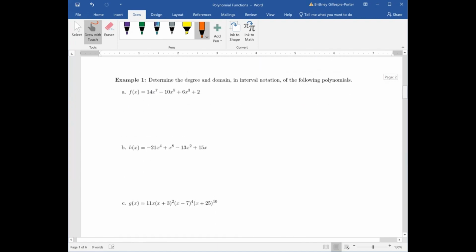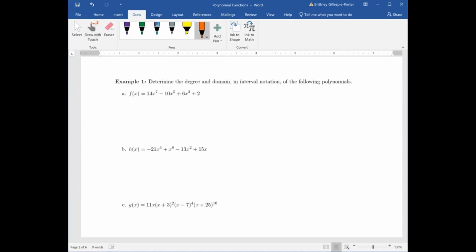So let's go through example number 1 here. It says determine the degree and the domain in interval notation of the following polynomials. Your very first step with these, you have to determine what form you have. Do you have standard form or factored form? So think to yourself, do I have parentheses in part A? No, because I do not have parentheses. This is standard form.